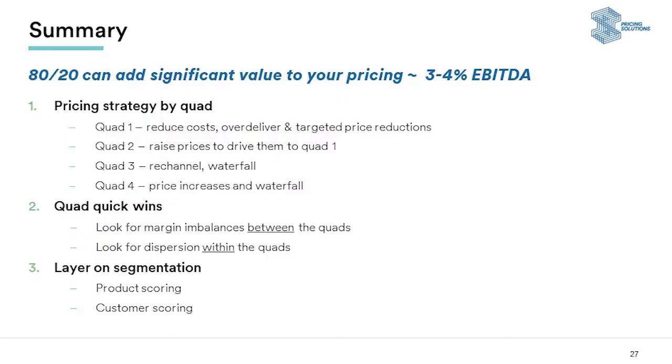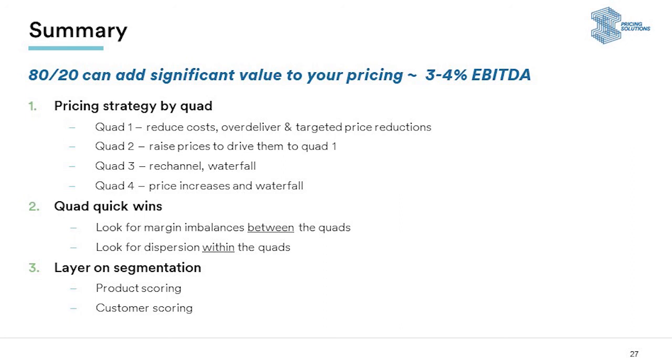Okay. So in summary, 80-20 can add significant value to your pricing. Pricing strategy by quad, we ran through that. Quad 1, reduce costs, over-deliver, perhaps some targeted price reductions. Quad 2, raise price to drive them to Quad 1. Quad 3, rechannel, deploy, really focus on your waterfall. And Quad 4, significant price increases and focus on the waterfall.